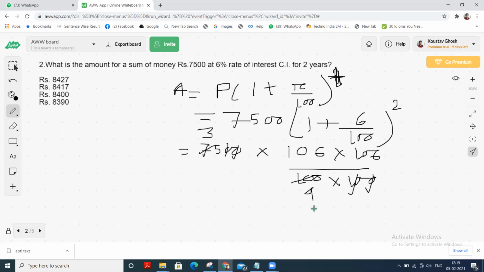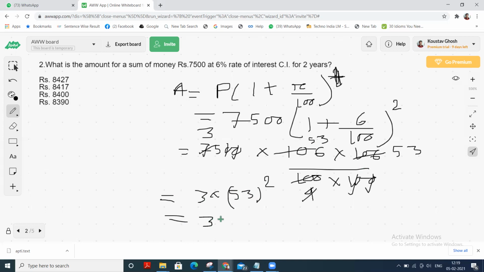Now 106 into 106. 53 twos are 106, 53 twos are 106. Okay, so 3 into 53 into 53. Apply here (a plus b) whole square. 3 into 53 whole square, that is 50 plus 3 whole square. Put the value as per the formula: (a plus b) whole square. What is (a plus b) whole square? That is a square plus 2ab plus b square.